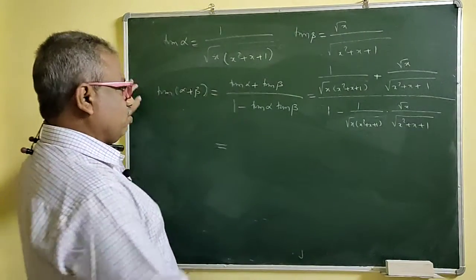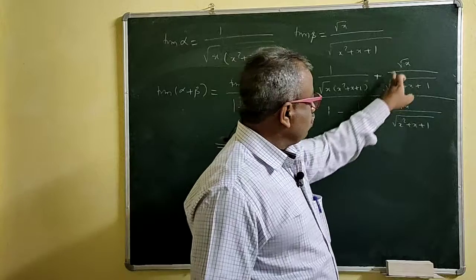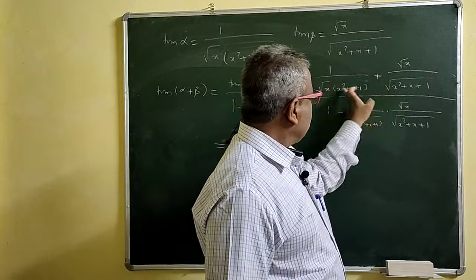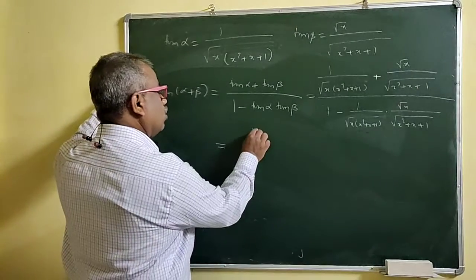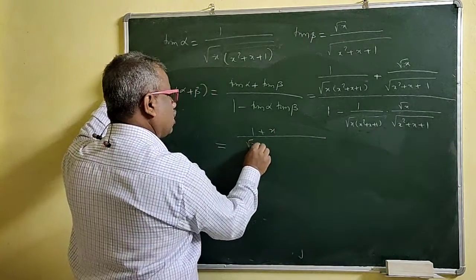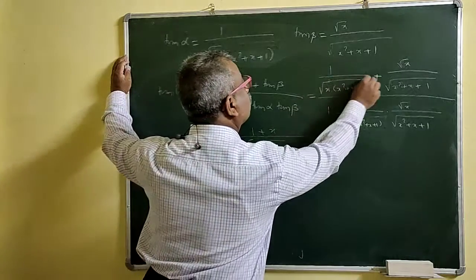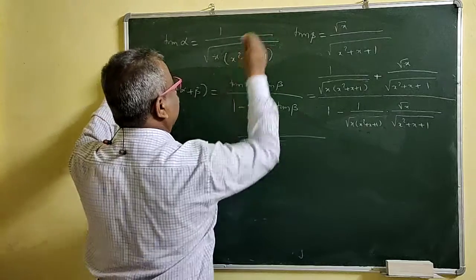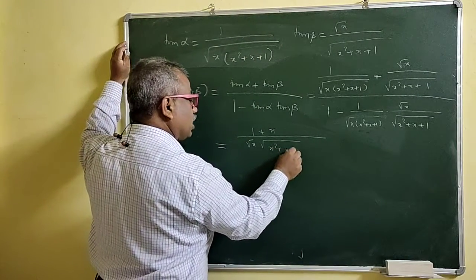The problem is correct. Actually, we are making some mistake here. So what will we do here? We'll multiply by root x here. Then the LCM of the denominator is the same. So this is 1 plus x. We'll write all the terms now: 1 plus x, root x, into root of x square plus x plus 1.